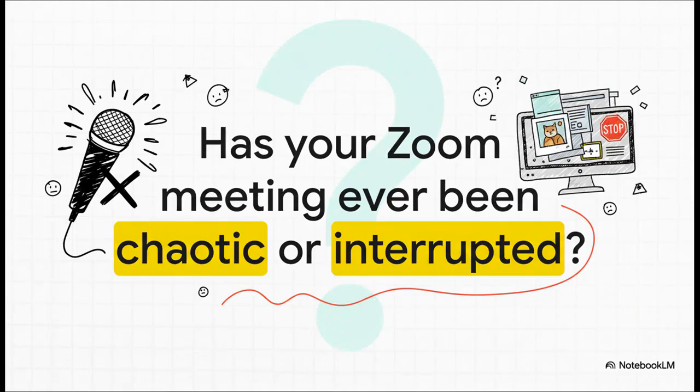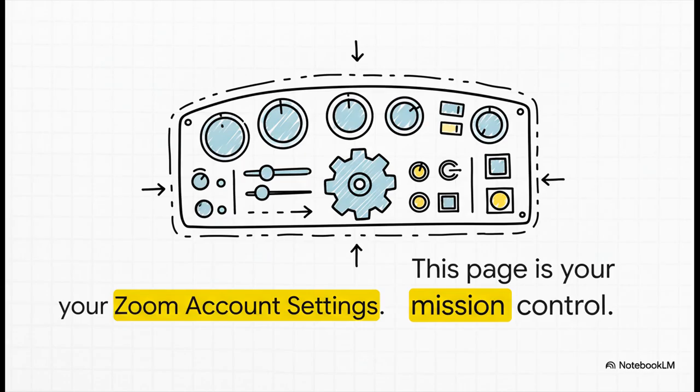That sudden blast of background noise from someone's unmuted mic or a screen share that just pops up out of nowhere. It's a super common problem, but believe it or not, the fix is actually pretty simple. And this is it. The secret to a smooth, professional meeting isn't some fancy, hidden trick. It's right there inside your Zoom account settings. Seriously, think of this page as your mission control, and we're about to learn how to use every single button.